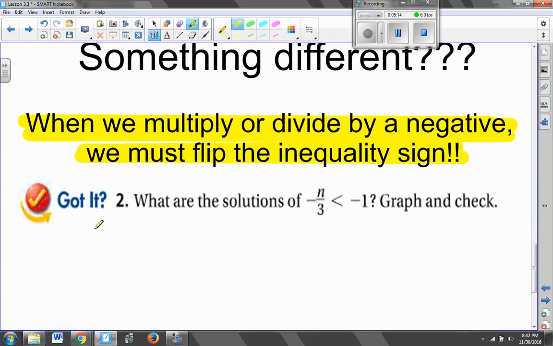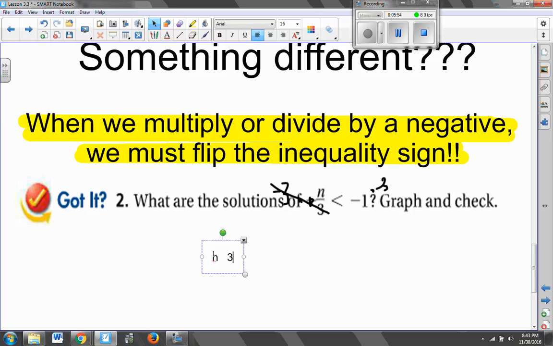If I have the inequality negative n divided by 3 is less than negative 1. Okay? Now in order to get the n by itself, I not only have to multiply by a 3, I have to multiply by a negative 3 because I don't want the negative sign on my n anymore. So I multiply this side by a negative 3, which cancels out the 3 and the negative sign. Then I have to multiply this side also by a negative 3. Okay? What I'm left with then is n, and the other side is negative 1 times negative 3, which gives me a positive 3. Okay?